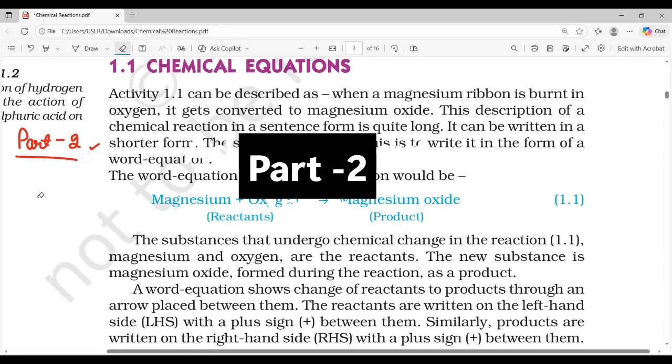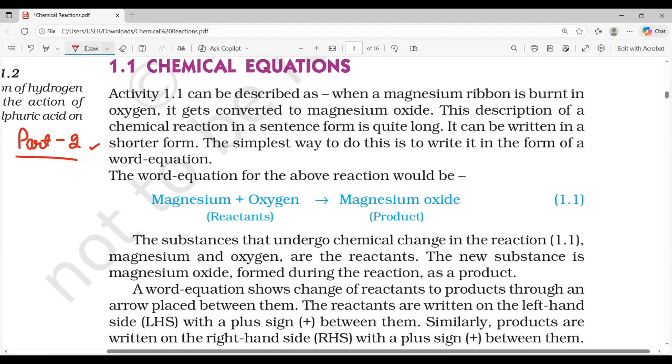तो ये होने वाला है हमारा पार्ट 2, और इसमें हम देखेंगे केमिकल इक्वेशंस के बारे में। हमने एक्टिविटी 1.1 करी थी, जिसमें हमने मैग्नीशियम को ऑक्सीजन की उपस्थिति में बर्न किया था, and we saw the formation of a white powder which was of magnesium oxide. So this was the reaction, right?